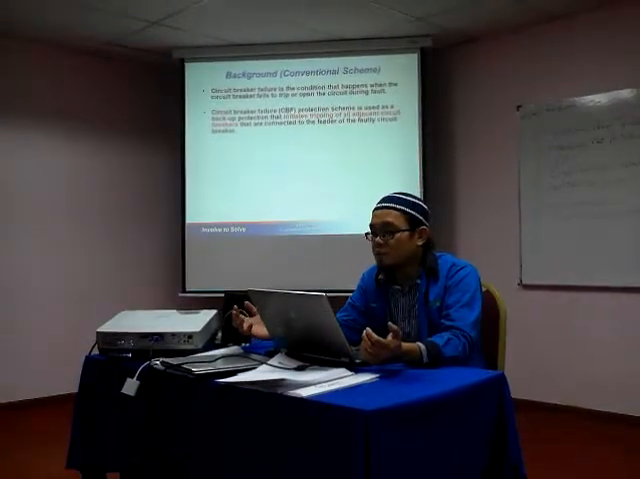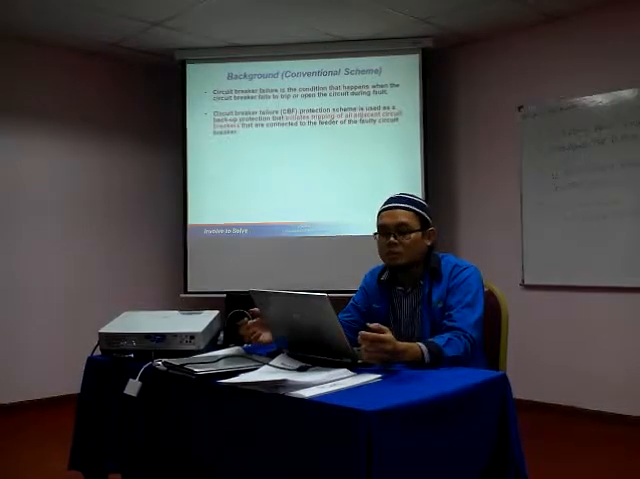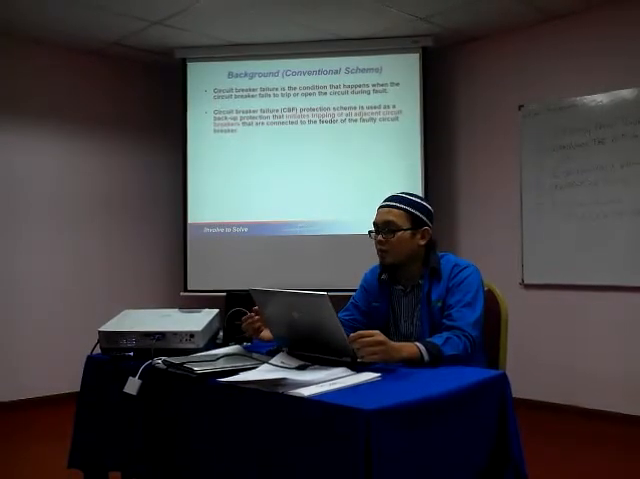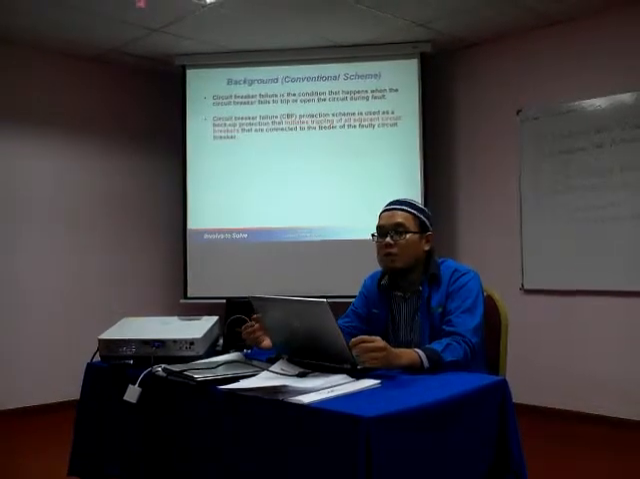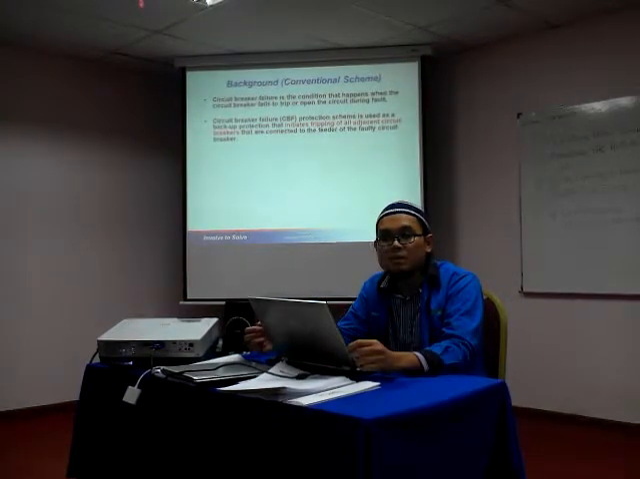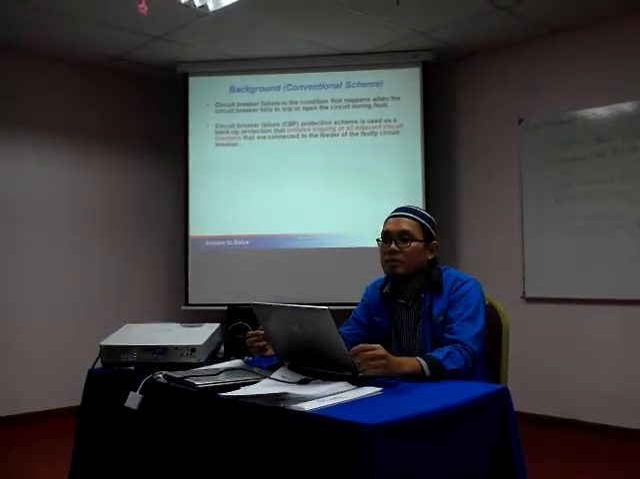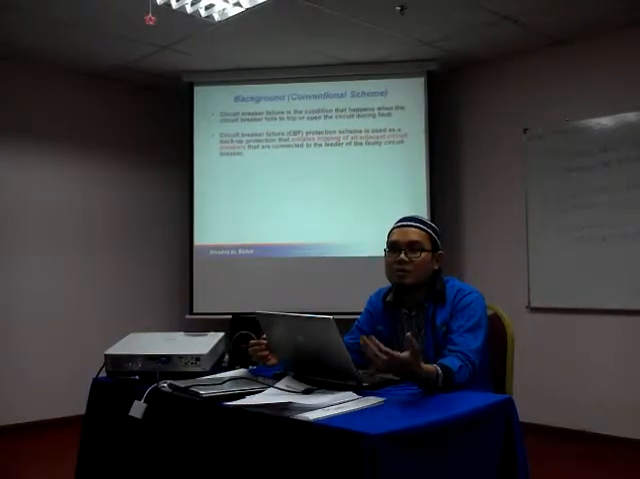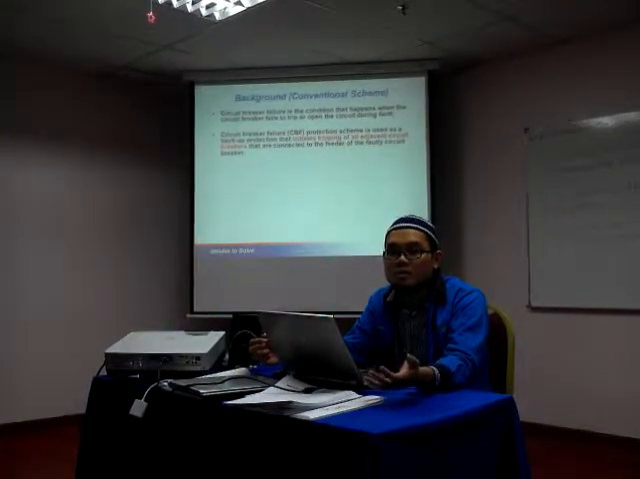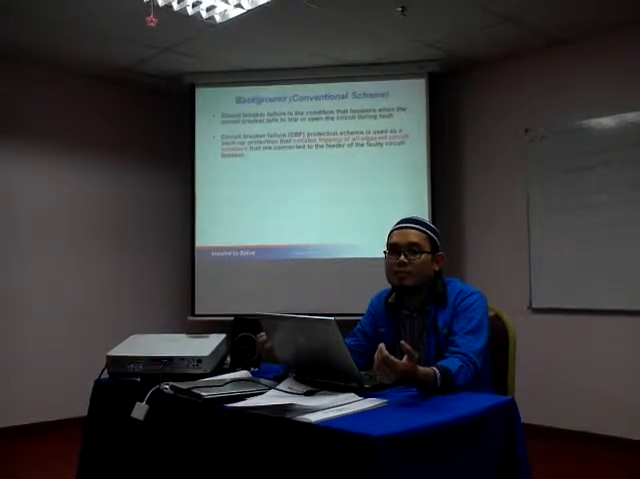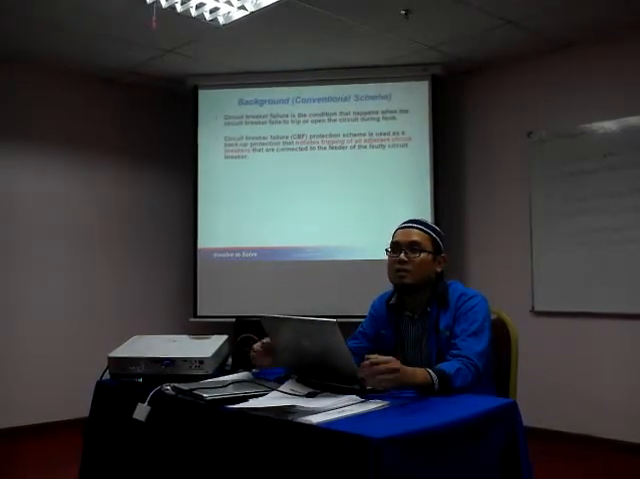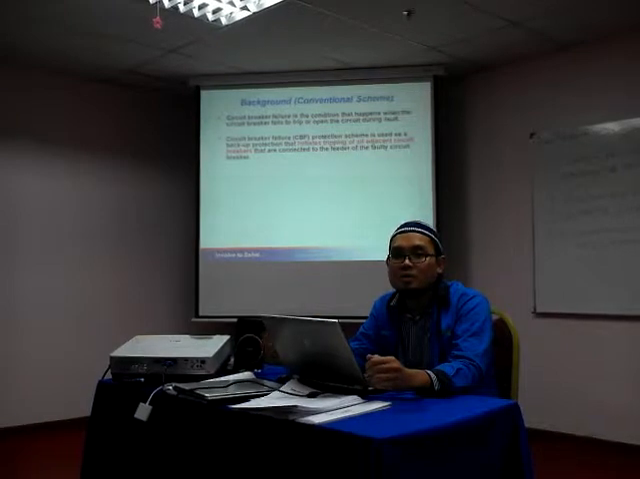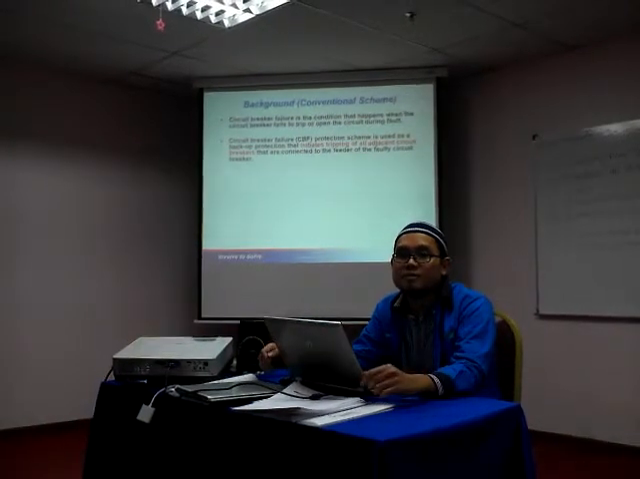Circuit breaker failure protection scheme is used as a backup protection that initiates tripping of all adjacent circuit breakers that are connected to the feeder of the faulty circuit breaker. It means when a fault happens at one circuit and the breaker fails to trip the circuit, that's when we need some backup. This is a method on how we can trip the faulty breaker.